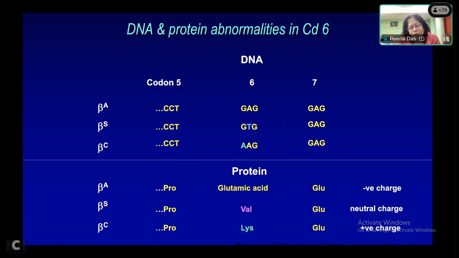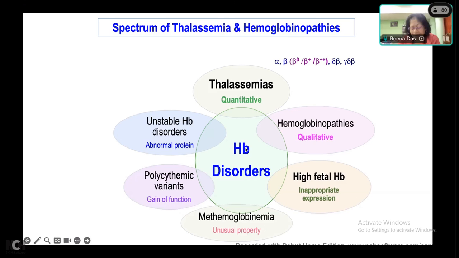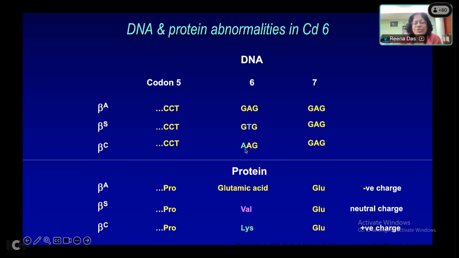Similarly, on the same codon, when the first nucleotide, which normally is a G, becomes A, it gives rise to hemoglobin C. So normally GAG produces glutamic acid, which has a negative charge. If it becomes sickle cell hemoglobin, it becomes a valine, which is neutral. And if it becomes hemoglobin C, then it becomes a lysine.